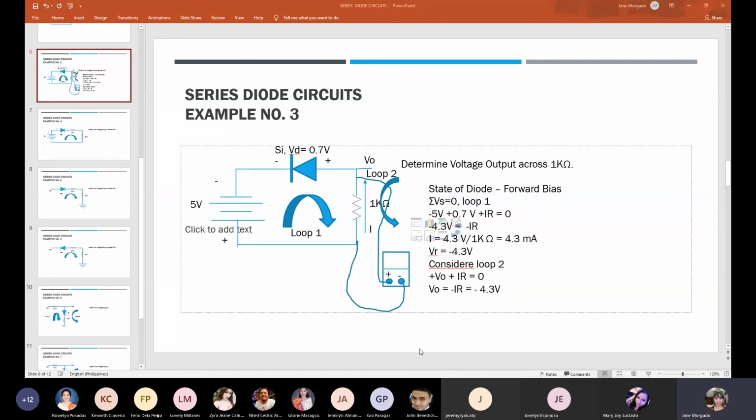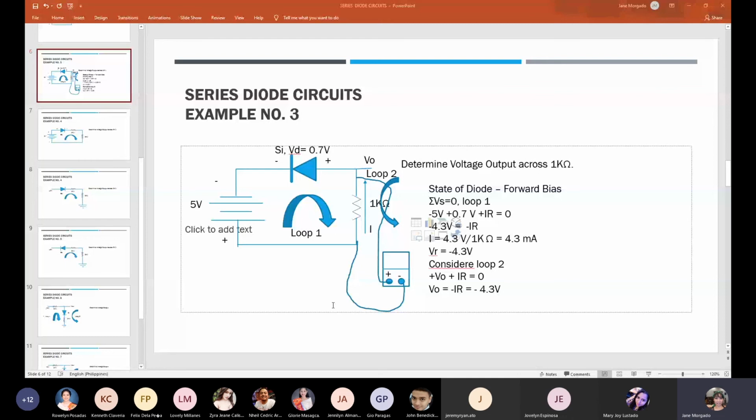Ang KVL na to, ito na yung gagamitin natin mula hanggang sa katapusan. Yung loop 2 po ba ay parang ni-reverse lang ng loop 1? Hindi naman, loop 2 is independent of loop 1. So we're just establishing kung ano ang polarity ni V out. Walang kinalaman si loop 2 kay loop 1. So the direction of the loop, nasa iyo kung anong assumption mo. Pwedeng clockwise, counterclockwise. Basta you have to follow the rules.